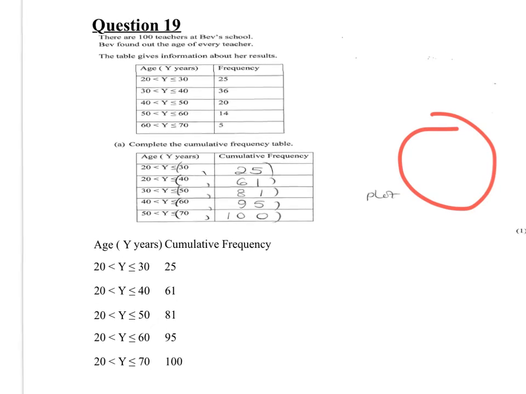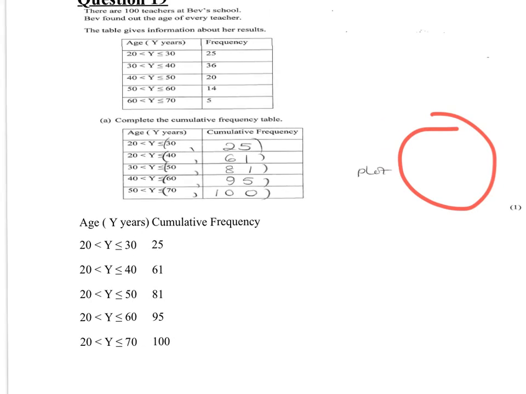Cumulative frequency. So look, start with the first number. So it's 25. You add the next number. 25 add 36 is 61. 61 add 20 is 81. Keep adding first number to the next one. You get a total of 100. The total is usually what you get at the end, 100.